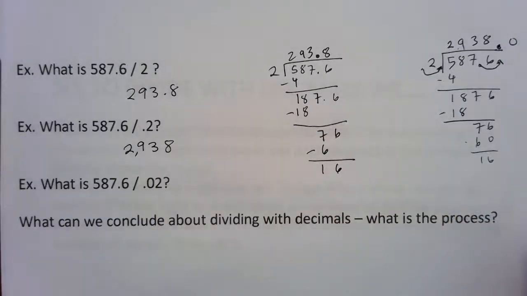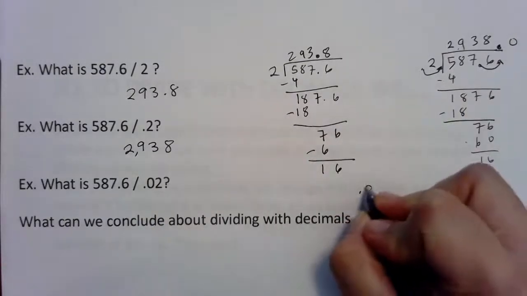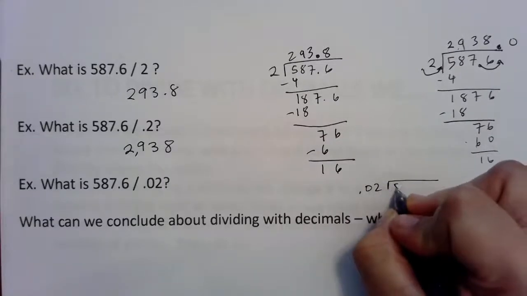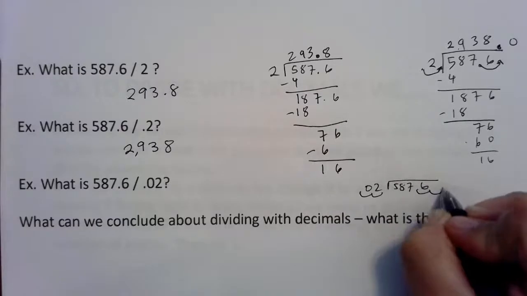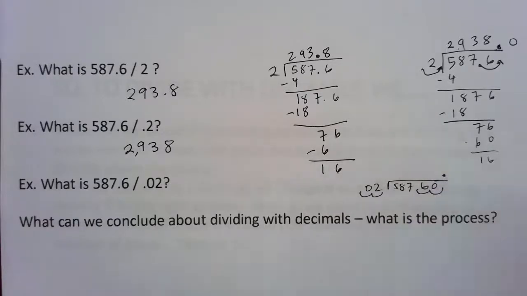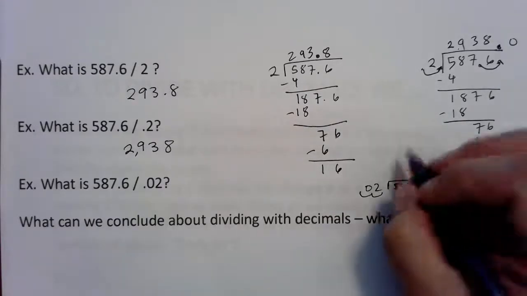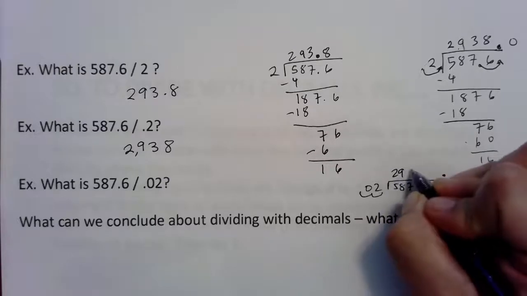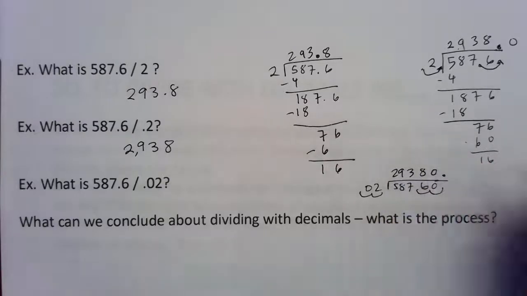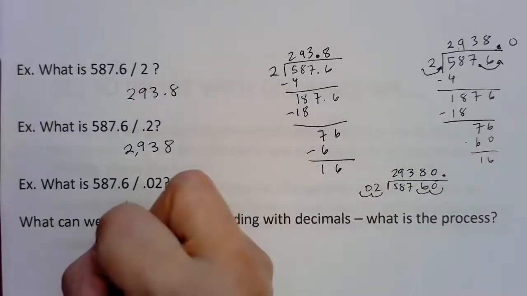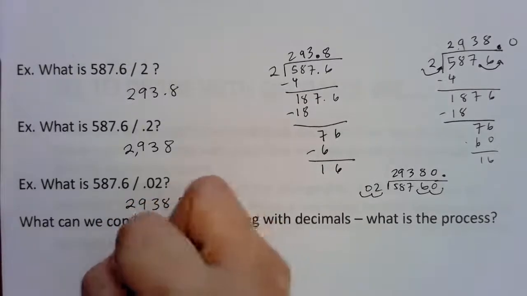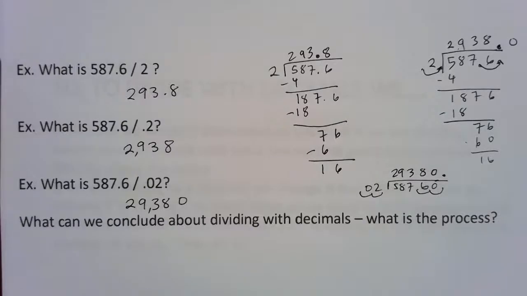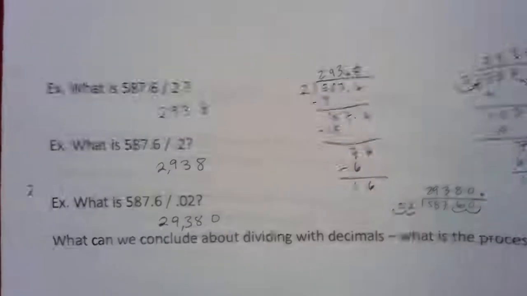So the only difference here, if we had 0.02 and we were to divide 587.6, the same number, we need to move it 2 decimal places over. So it would be the same thing, 2938, but now we would have an additional 0. So this would be 29,380.